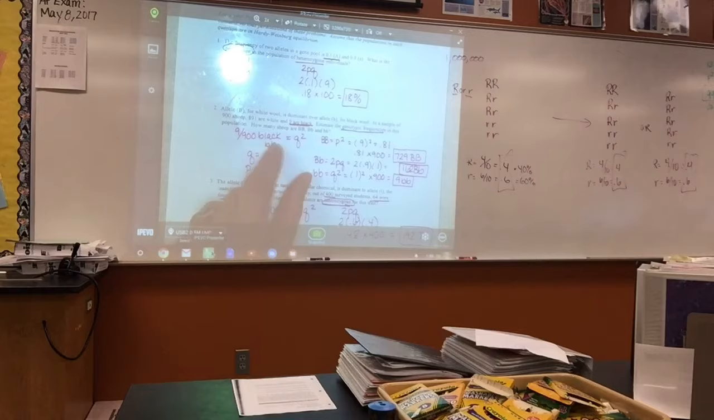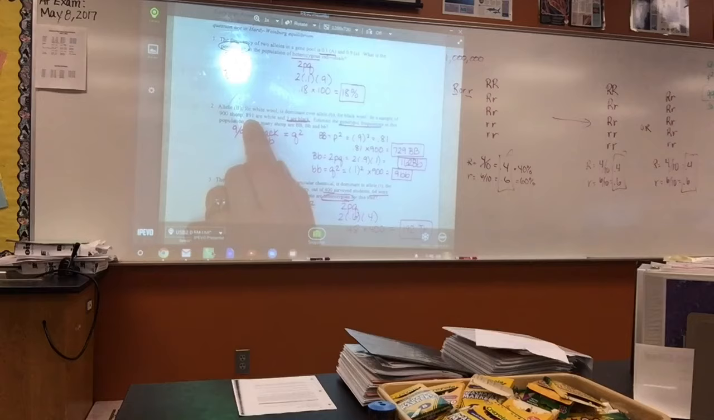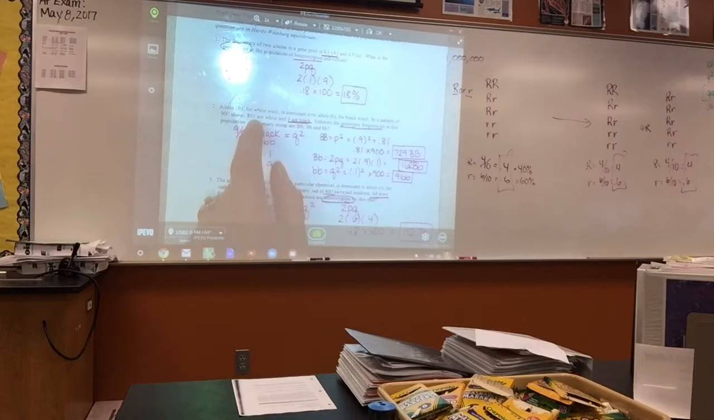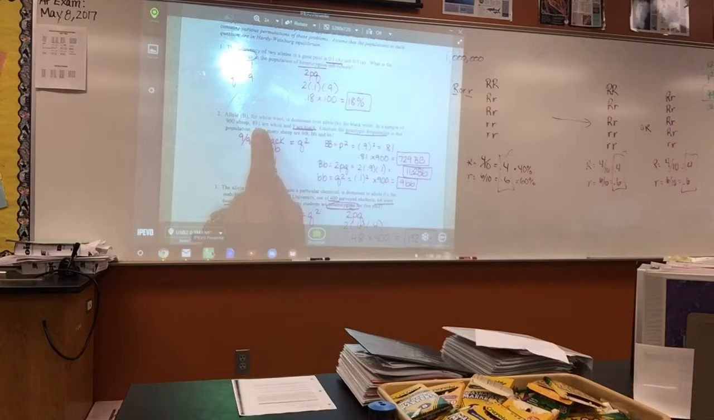Can somebody tell me why I can't use 891 out of 900 for anything? Why is that not helpful for us? Why can't I say 891 are white out of the 900 and use that frequency for something in the Hardy-Weinberg equation? Filippo? Yeah, that would be p squared plus 2pq.